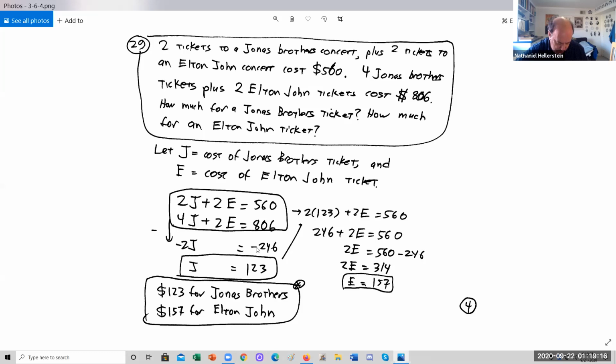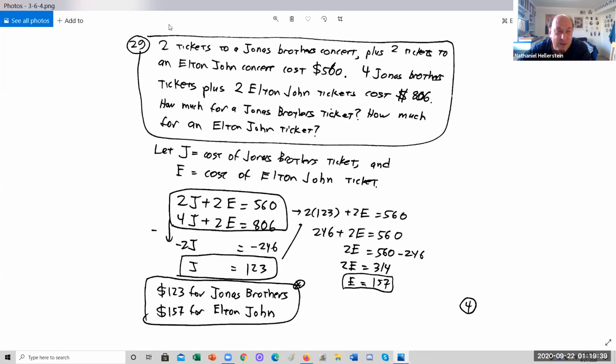So we have two tickets to a Jonas Brothers concert. I don't know. I heard about Elton John, and I heard about the Jonas Brothers, but I never even heard their music, at least as far as I know. So this is a popular cultural reference that is over my head. And I suspect that by now it's obsolete anyhow.